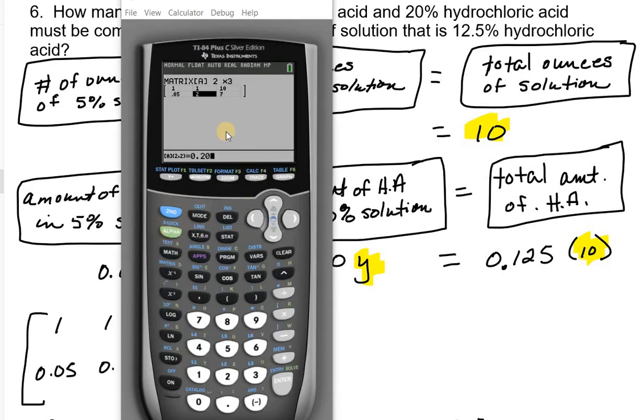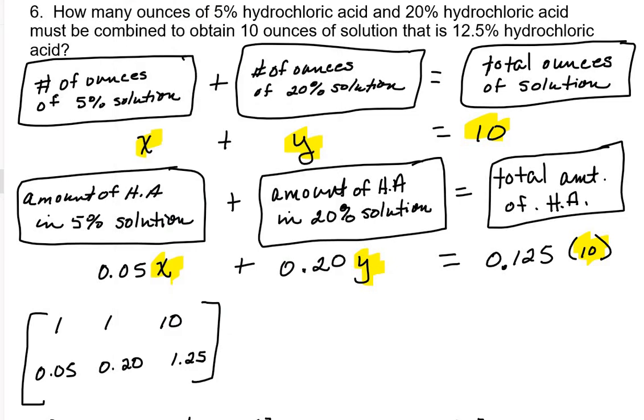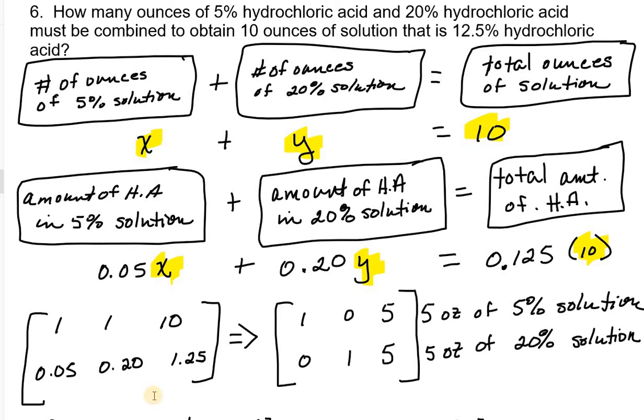Okay, one thing I want to point out to you when you enter your matrix is that this last cell here, I can just put this in as 0.125 times 10. I don't have to multiply it out before I put it in. Your calculator can handle this for you. Go ahead and press enter, and you can see that the number there ends up being 1.25. So there's my matrix. You solve the matrix and you get this. So I end up needing 5 ounces of the 5% solution and 5 ounces of the 20% solution.